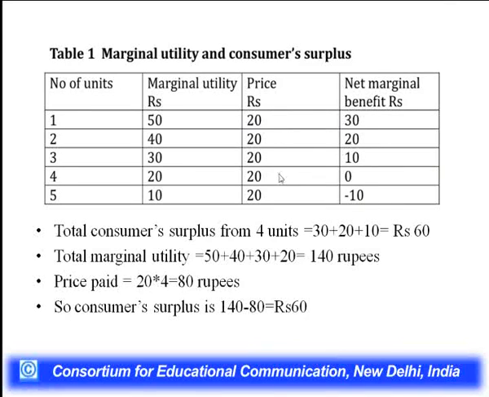But actually the consumer will buy 4 units, where the price is equal to marginal utility. Now you can see from the 4 units what the total utility is. 50 plus 40 plus 30 plus 20, this is 140 rupees, and the price paid is 20 multiplied by 4, which is 80 rupees. So, the consumer surplus is 140 minus 80, which is equal to 60. Either you could add the net benefits 30 plus 20 plus 10 plus 0, then also it is 60, or you take the total utility minus the price paid, that is consumer's surplus. So, in this table we have shown that consumer surplus is rupees 60.